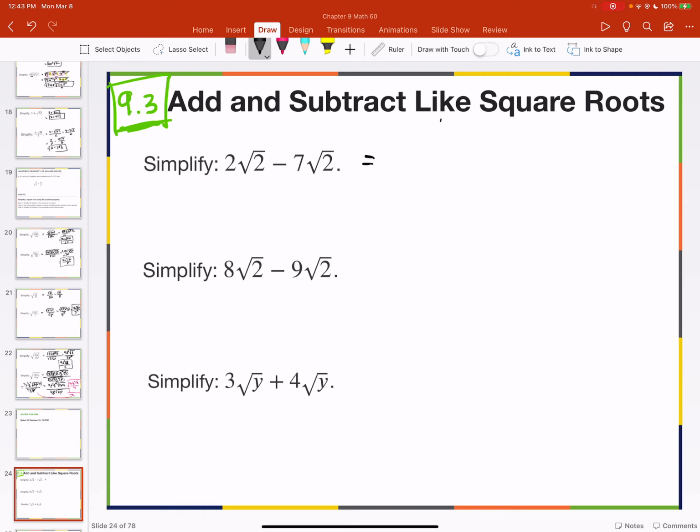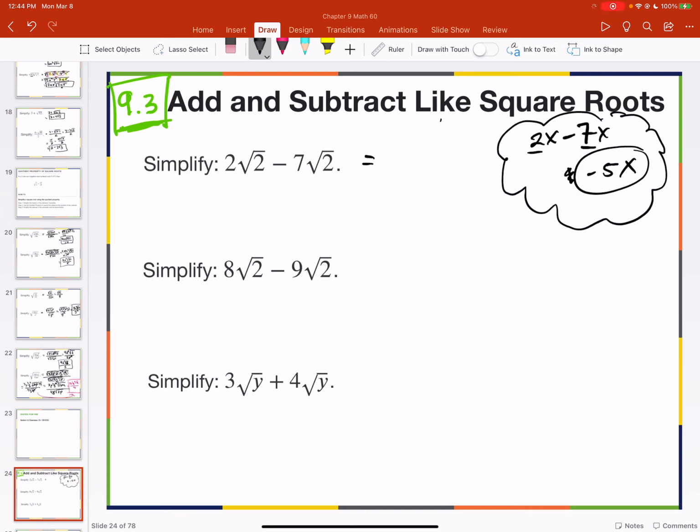So let's say, for instance, this is 2 square root of 2 minus 7 square root of 2. So you treat it as if you would go 2x minus 7x, which you just look at the coefficients of them and then you add or subtract, right? So that would be negative 5x. So for here, this would be negative 5 square root of 2, instead, of course, of x, we write the square root, right?